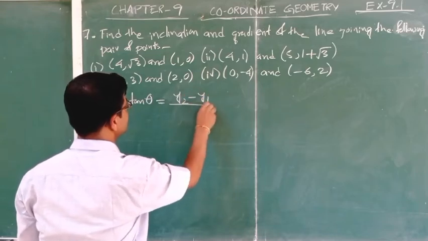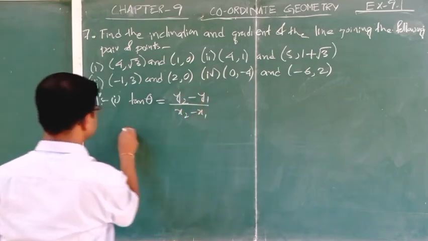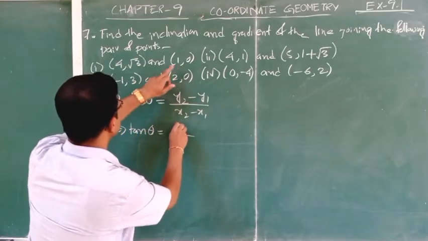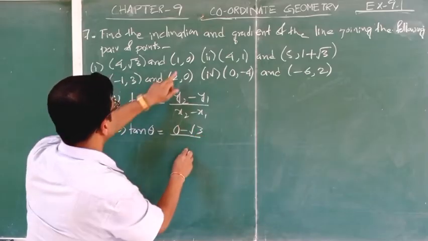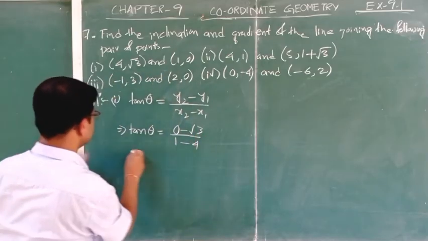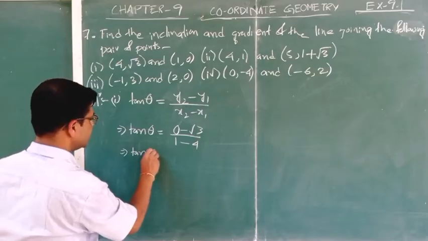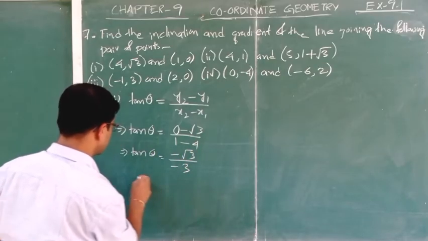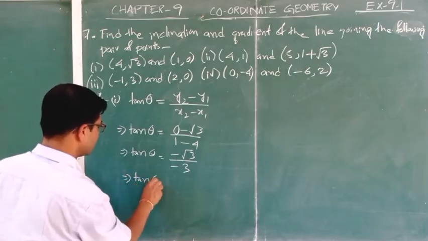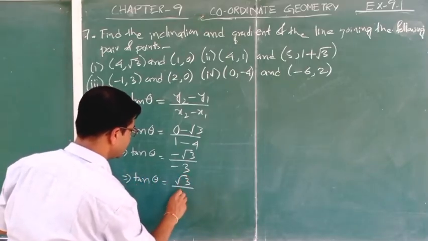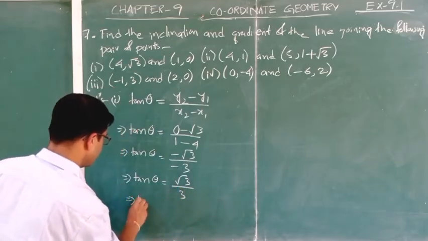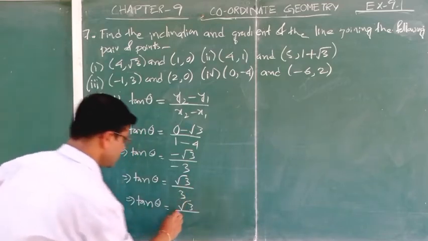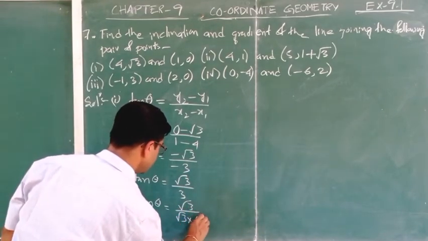Y2 minus y1 divided by x2 minus x1. So this gradient is y2, 0 minus root 3, over x2, 1 minus 4. So tan theta is minus root 3 by 1 minus 4, which is minus 3. Correct. So first of all, minus minus cancel. Let me write it like this, root 3 by 3. Some of you may not understand, that's why this root 3. Now the 3, directly you can cancel. 3 means root 3 into root 3.